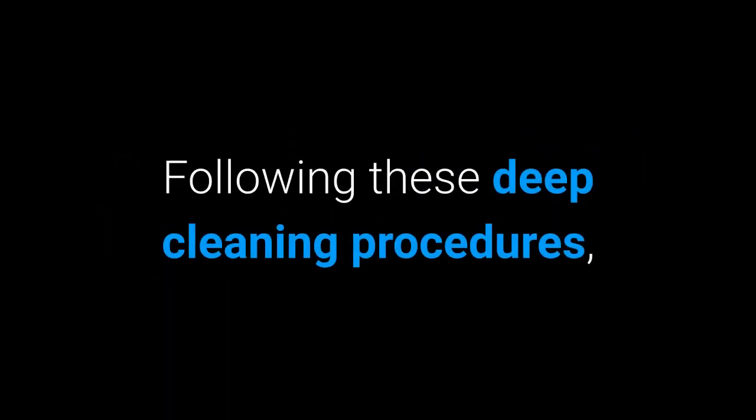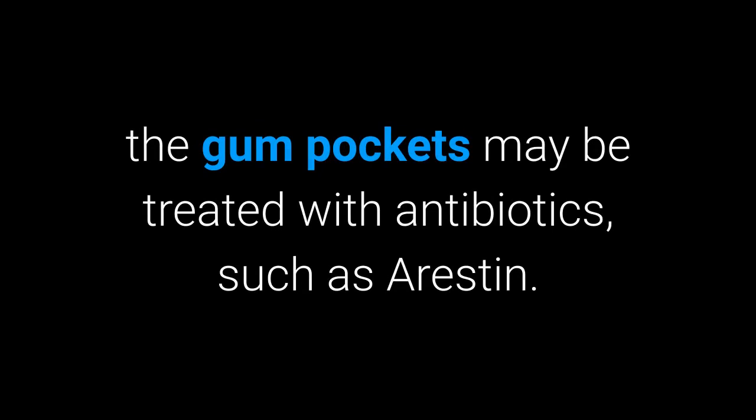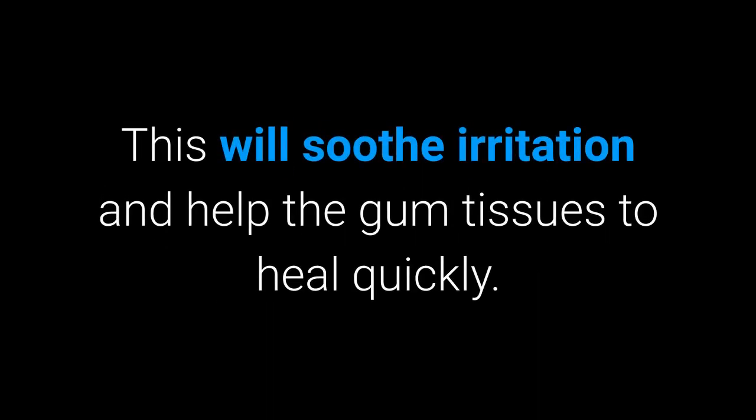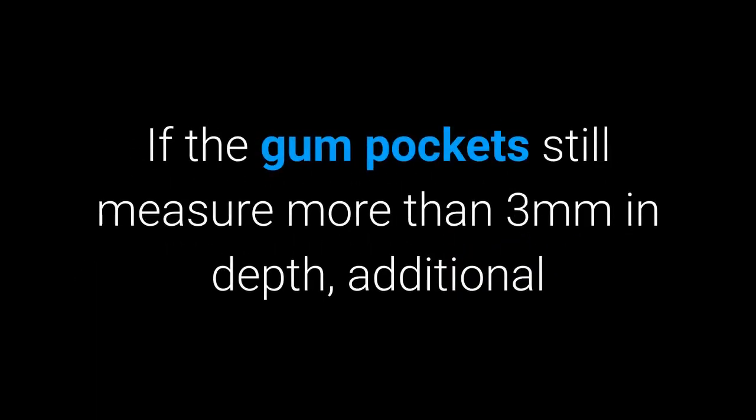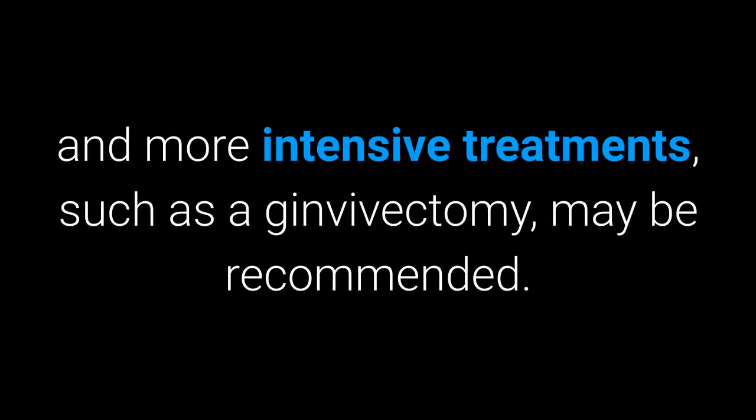Following these deep cleaning procedures, the gum pockets may be treated with antibiotics, such as Arestin. This will soothe irritation and help the gum tissues to heal quickly. During the next appointment, the dentist or hygienist will thoroughly examine the gums again to see how well the pockets have healed. If the gum pockets still measure more than 3 mm in depth, additional and more intensive treatments, such as a gingivectomy, may be recommended.